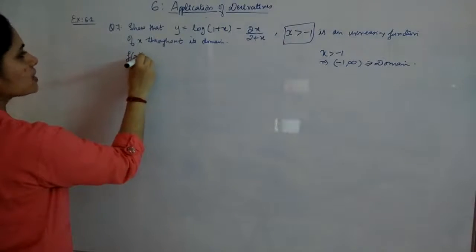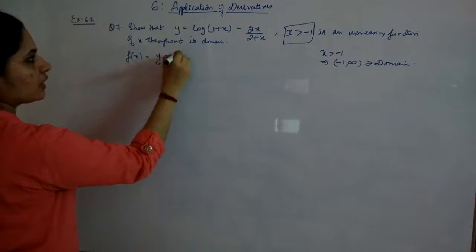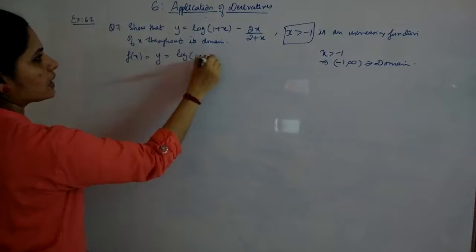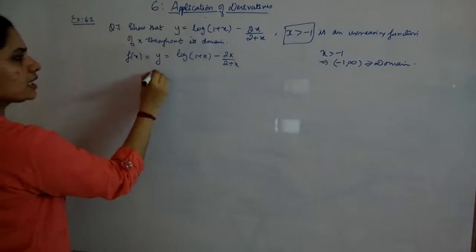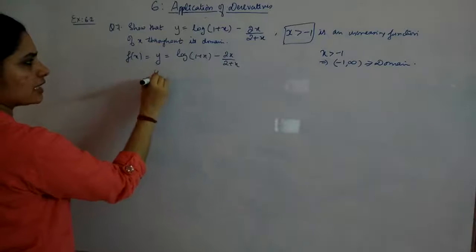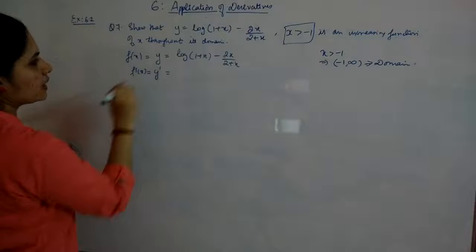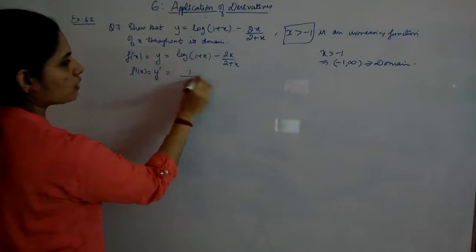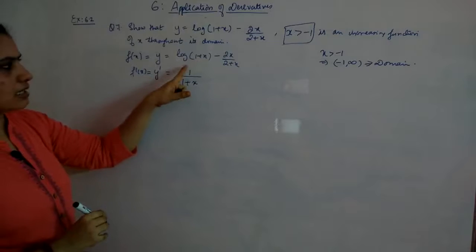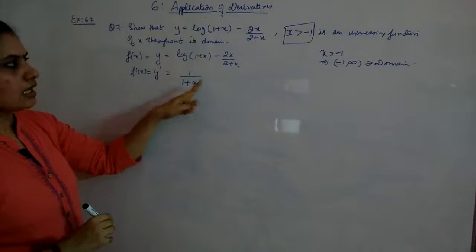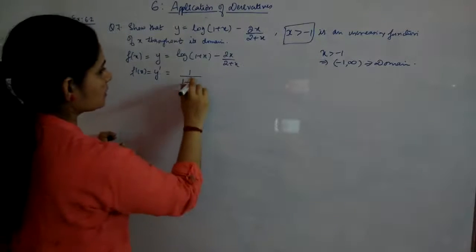Now you can start. Take the given function as f of x. Y is same as f of x, log of 1 plus x minus 2x by 2 plus x. So y is given, you can just take the derivative, that is f dash of x, as y dash also. F dash of x will give you, derivative of log will give you 1 by x. So this is 1 by 1 plus x into 1 plus x derivative will give you 1 only.